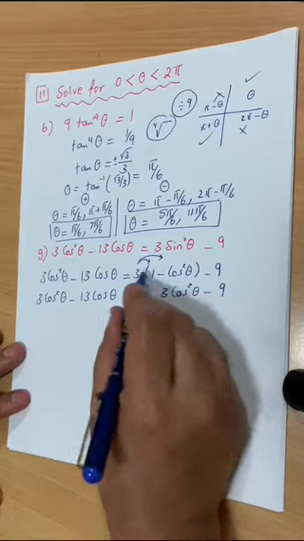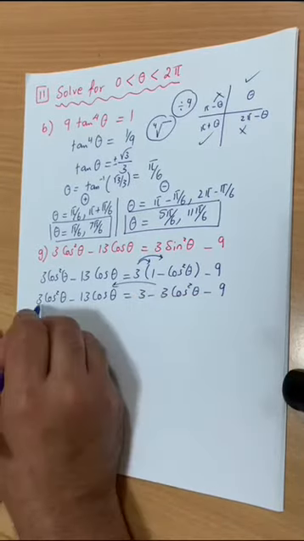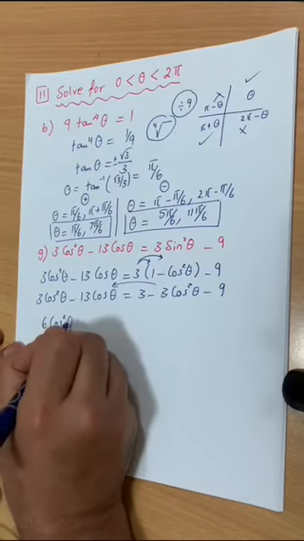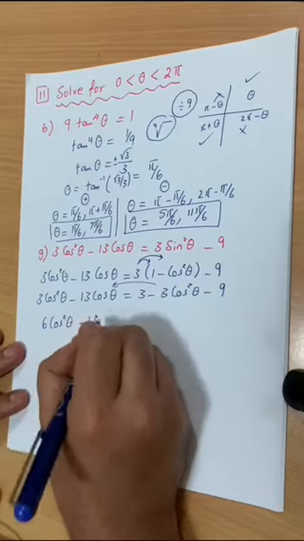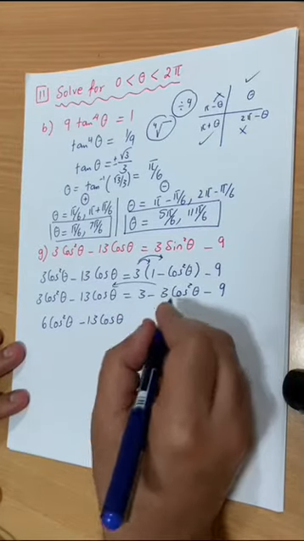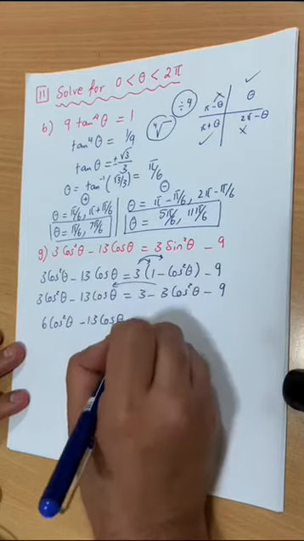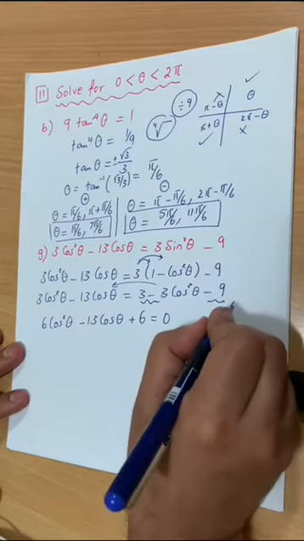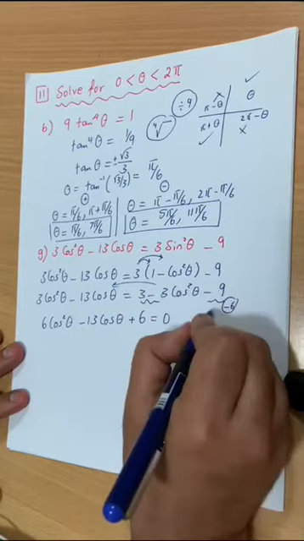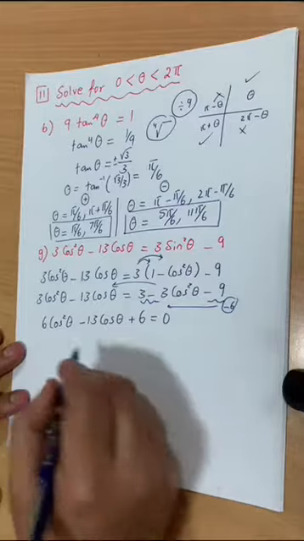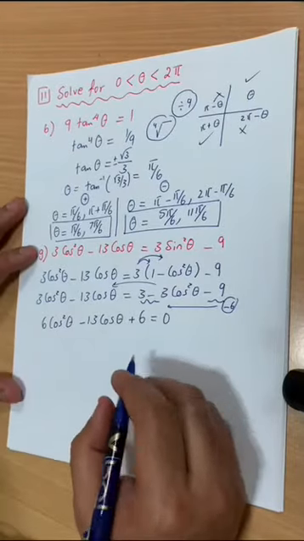Now once you move that to the other side, 3 plus 3 is 6 cosine squared, and keep 13 cosine theta as it is. 3 minus 9 is negative 6. Negative 6 goes to the other side as positive 6. So when you move it to the other side, you move it with the opposite sign. Then you can continue the question by yourself.